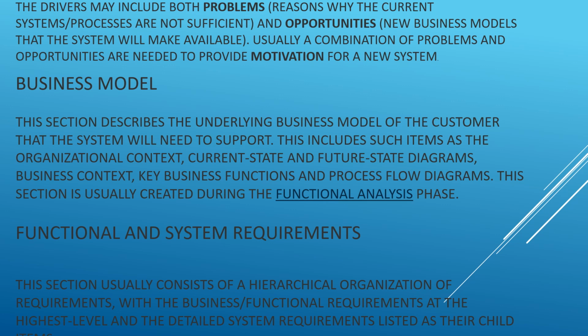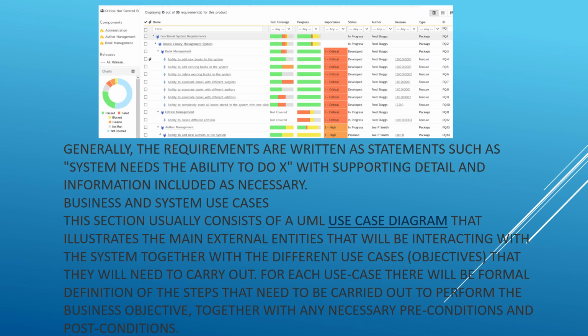Functional and system requirements. This section usually consists of a hierarchical organization of requirements with the business or functional requirements at the highest level and the detailed system requirements listed as their child items. Generally, the requirements are written as statements such as "system needs the ability to do X" with supporting detail and information included as necessary.